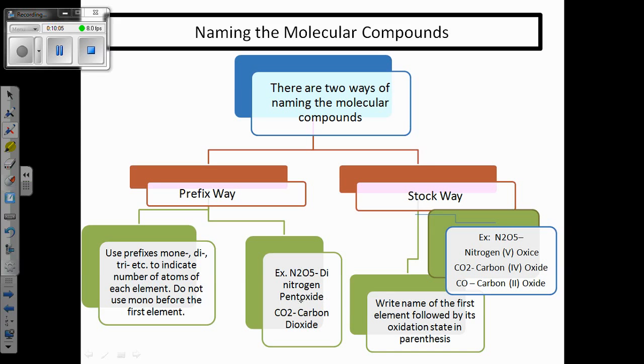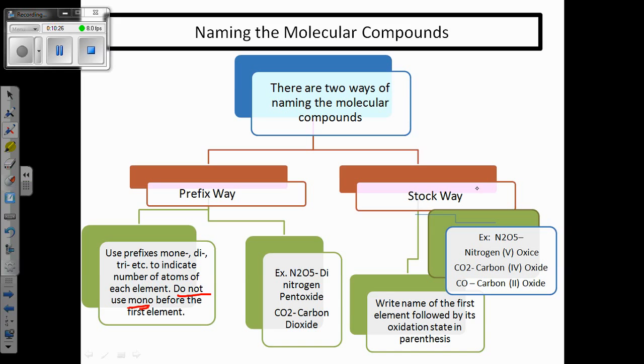We don't put two vowels together, so we write pentoxide rather than pentaoxide. The other thing to note here is we do not use the prefix mono before the first element. So CO2 is carbon dioxide, not monocarbon dioxide. It's just a convention that we use, so just keep a note of that.